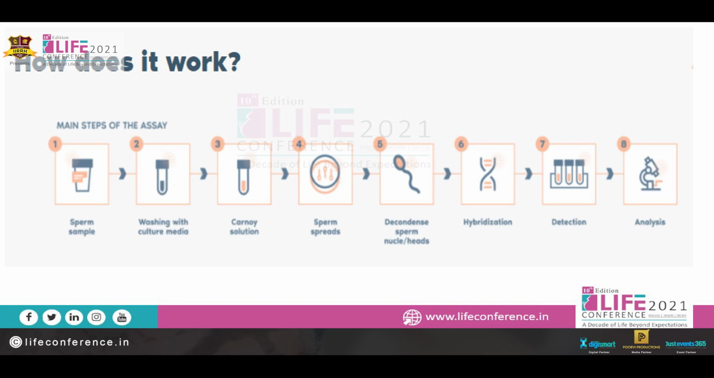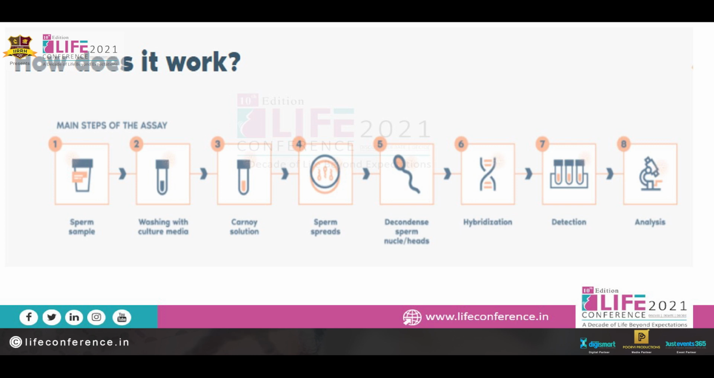Now, this slide is quite pictorial and suggests how you do this. Here we have a semen sample in the test tube. The second step is to wash it with culture media. Then you have the Conray solution. The fourth is that the sperm spreads, then decondenses the sperm nuclei and the heads. Then there is hybridization in the sixth, and of course the detection, and then you go to the microscope to analyze this report.